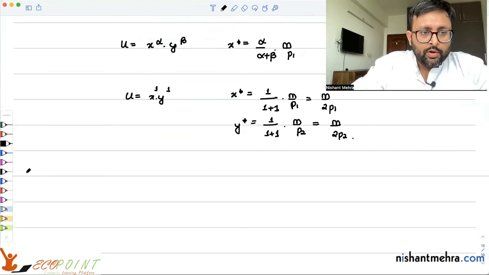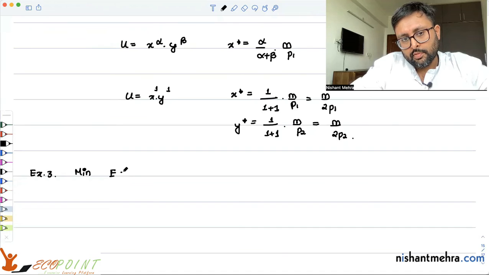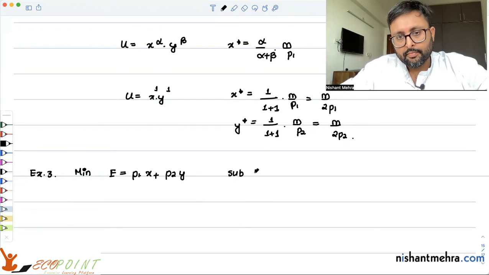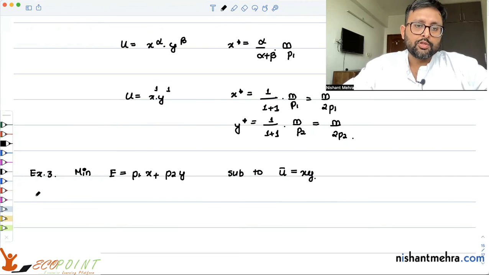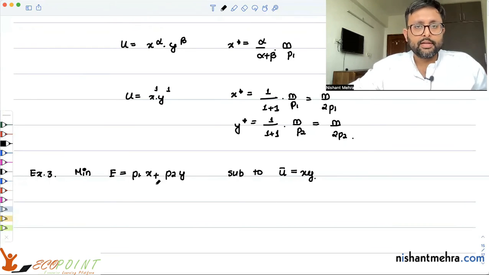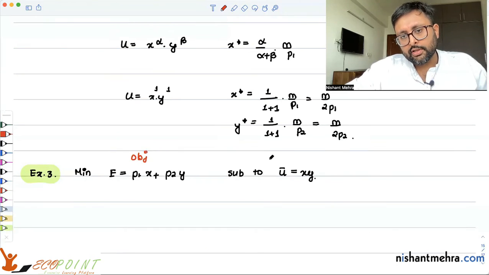There is one more example. Let us do that. I need to now minimize E is equal to P1x plus P2y subject to U bar equals x y. So now I want to attain this level of utility. For this, I need to minimize this expenditure. So this has become my objective, and now this has become my constraint.